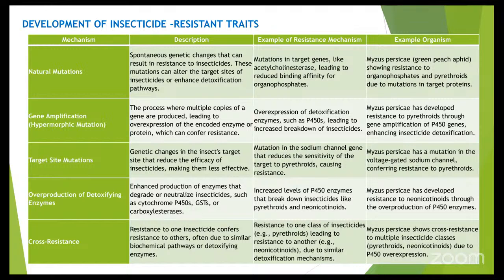So resistance to one class of insecticides like pyrethroids leads to resistance to another class like neonicotinoids, because they have a similar detoxification mechanism. And again, we have commonly taken the example of mysis for better understanding, and it shows cross resistance to multiple insecticide classes like pyrethroids and neonicotinoids due to the P450 overexpression.